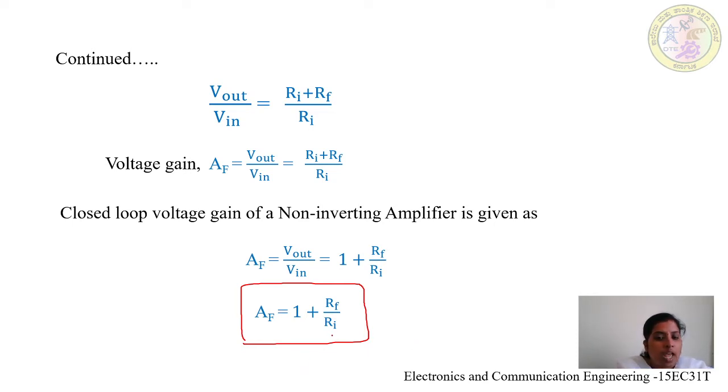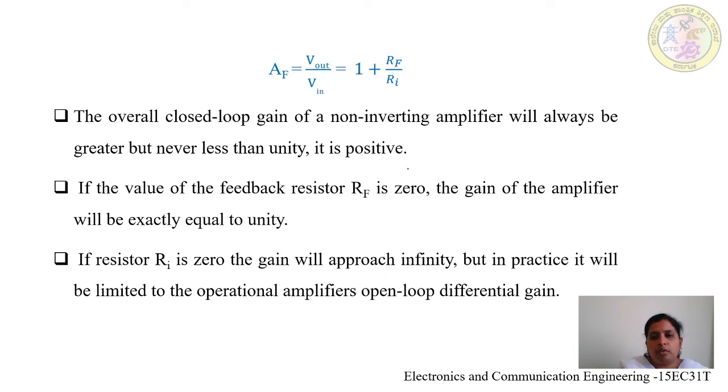Whereas in an inverting amplifier, the voltage gain comes negative, which is equal to minus RF by Rin. In a non-inverting amplifier, we will get the positive thing. So AF, the voltage gain, is nothing but 1 plus RF by Ri. So this is the overall closed loop voltage gain of the non-inverting amplifier.